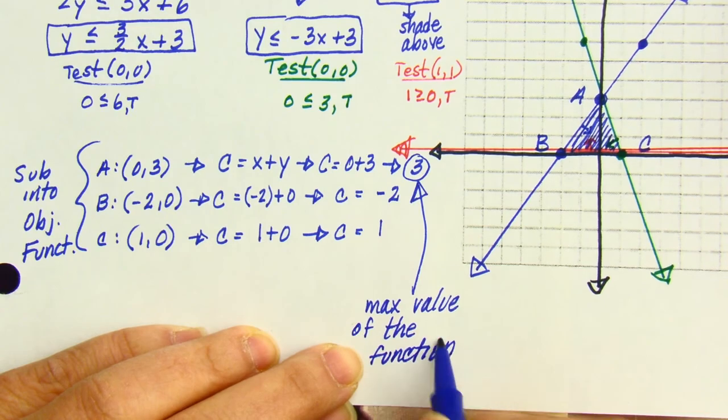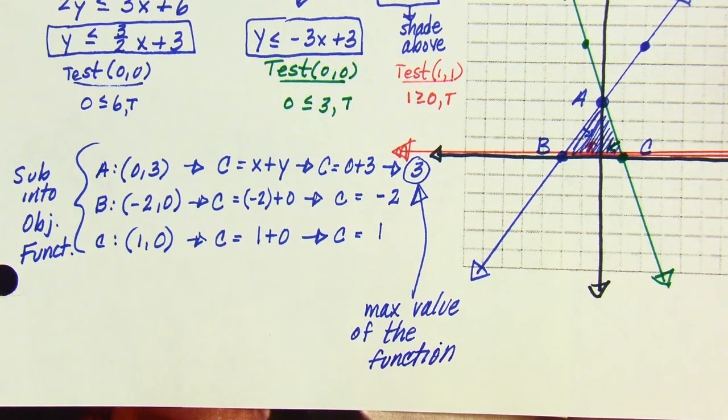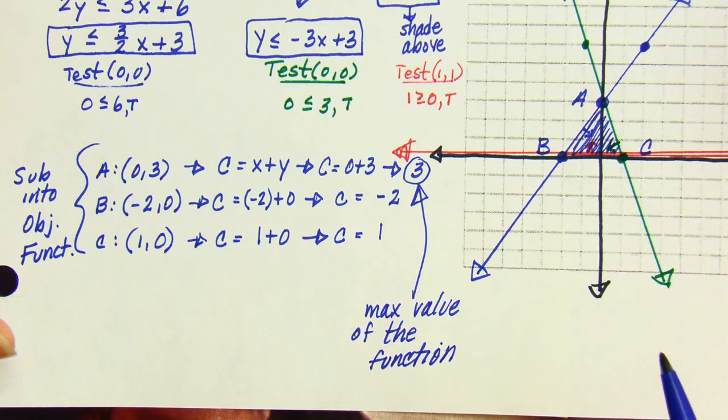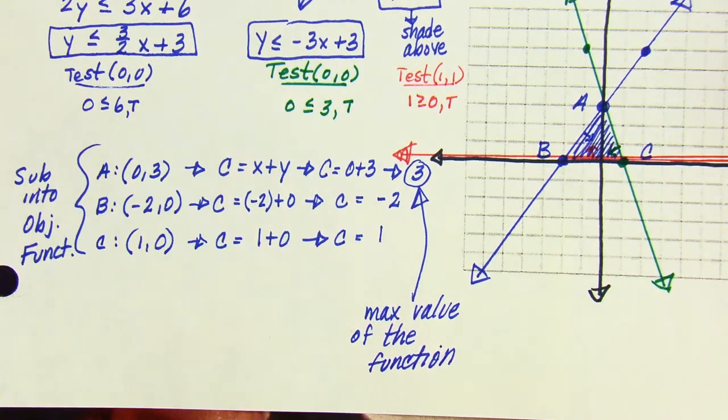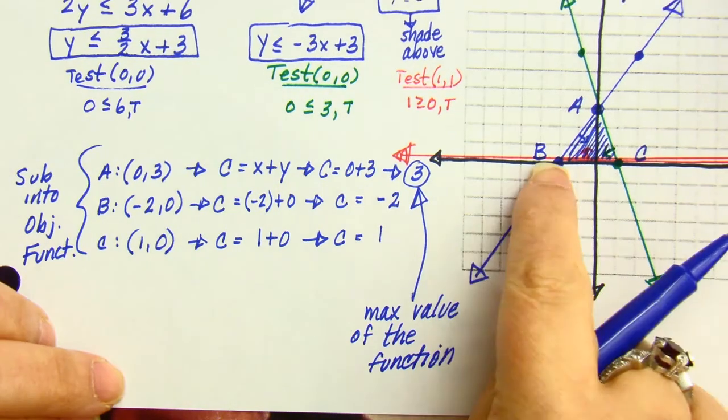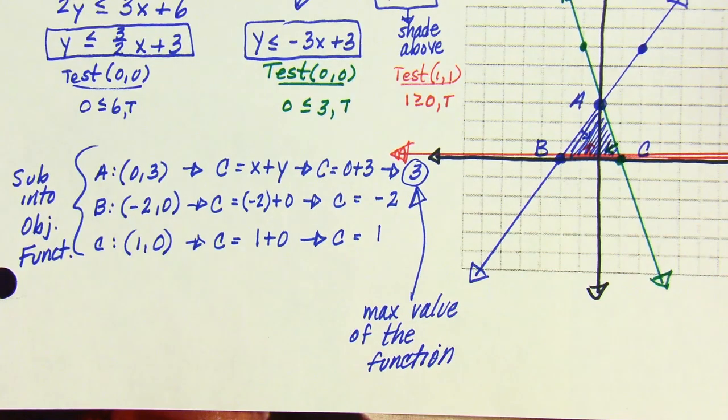So I don't think the process is difficult. It's just a lot of stuff. However, you have a lot of these skills already. You know how to put them in y equals form. You know how to graph them. You know how to do the test to figure out what the shading is. The last part is what you're going to have to remember to do, is to substitute the coordinates of your vertices into the objective function. So if you have any questions, you know what to do. Post on the homework discussion or ask in class.